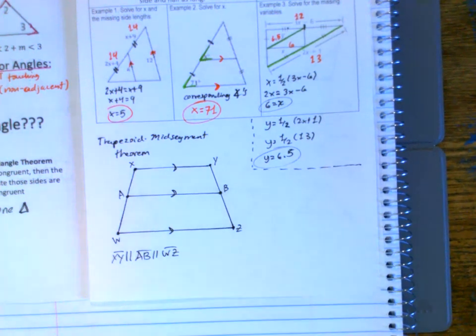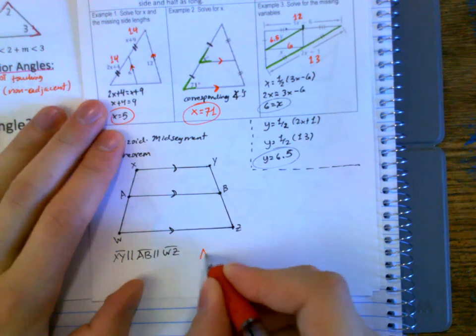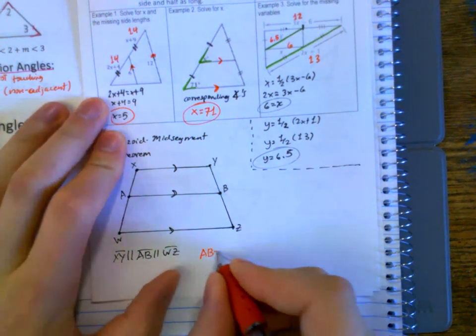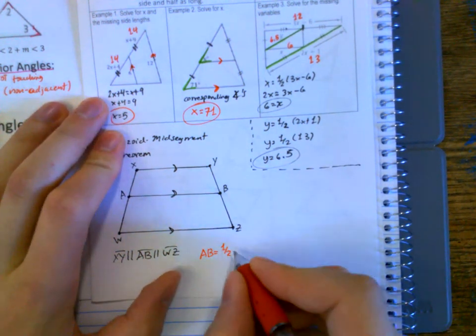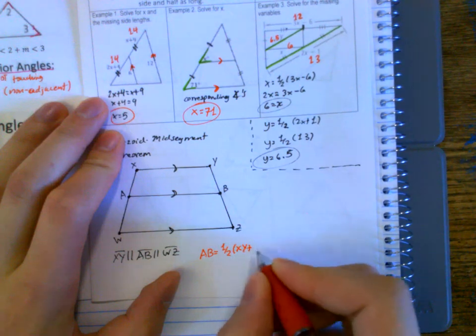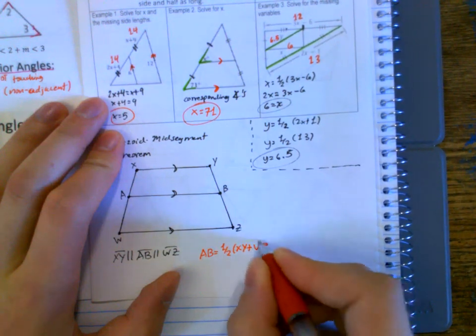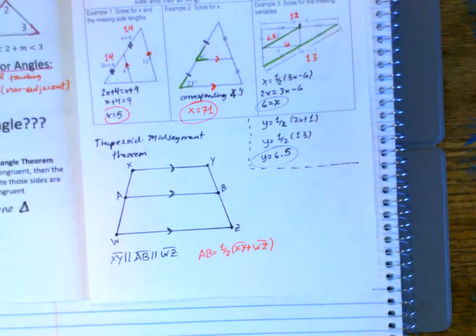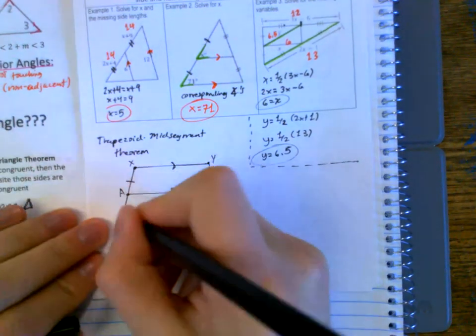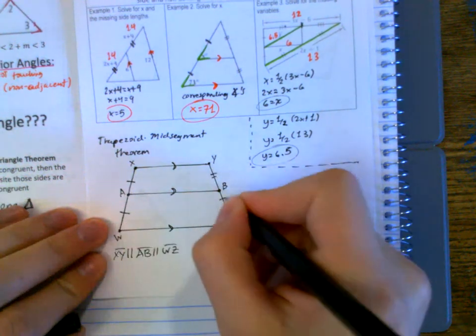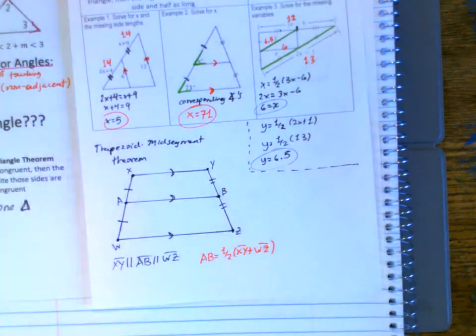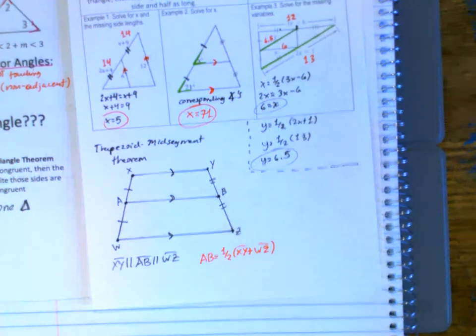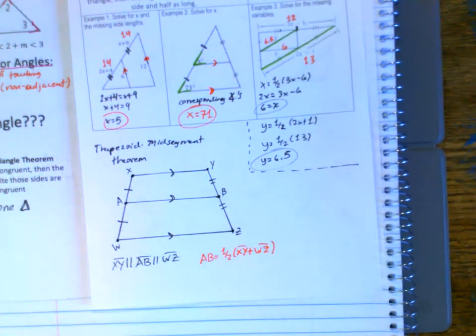Okay? And because of this, this is the equation we can get from this: AB equals 1/2 of XY plus WZ. This is congruent to this. This is congruent to this. Okay? There is the trapezoidal mid-segment theorem. Very important to have in this little booklet.